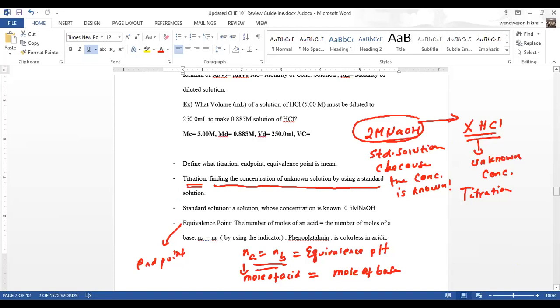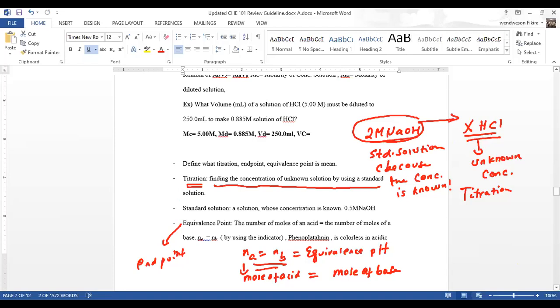But how do we know we get to the equivalence point? We use an indicator called phenolphthalein. When we get to that point, the color changes into a light pink or faint pink color. That's what we call the end point, actually.